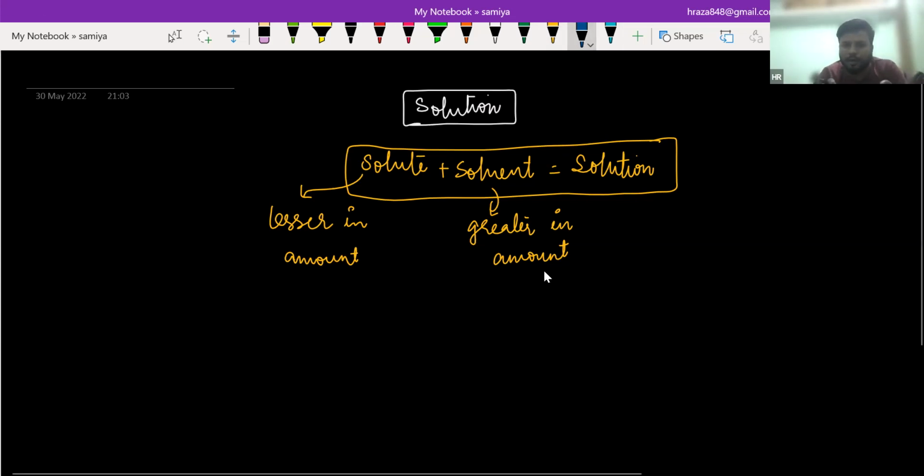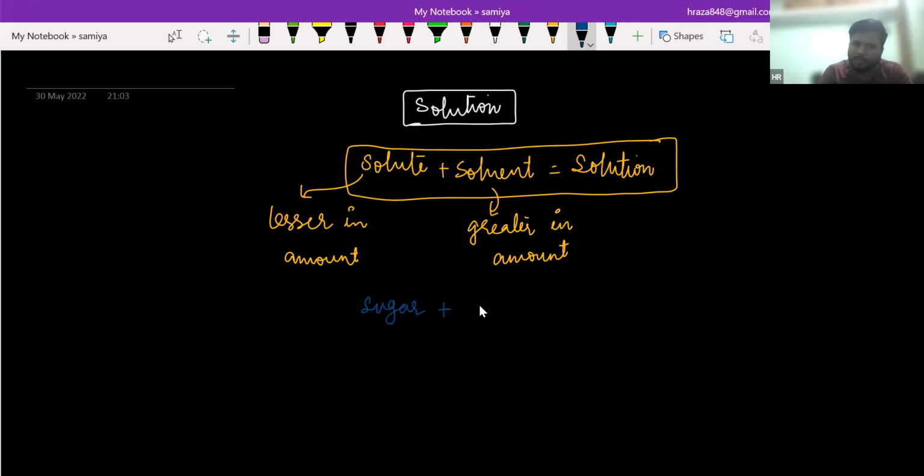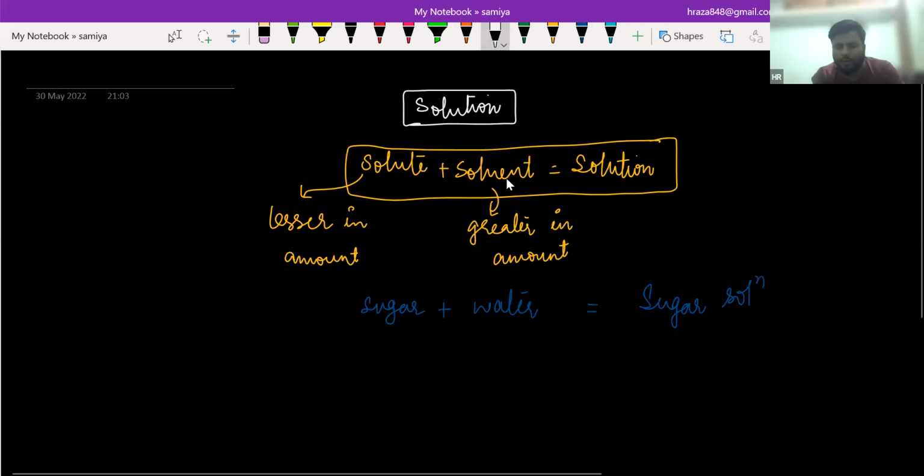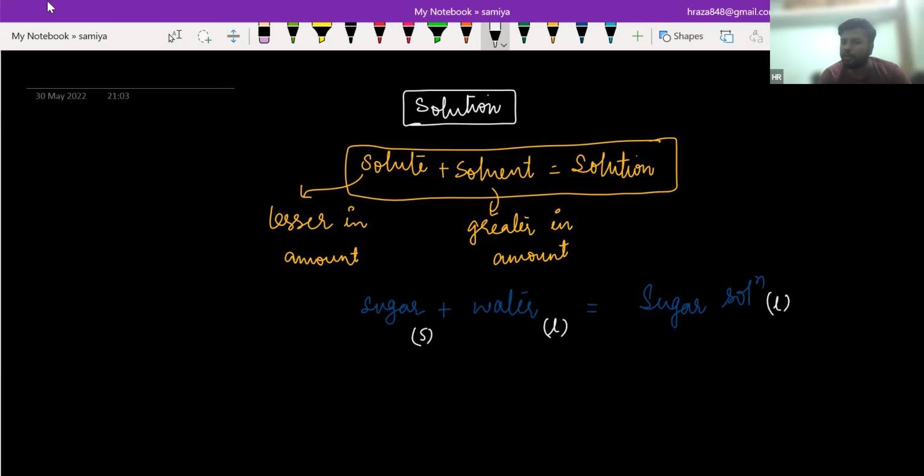Again, if the amount is not given, how do we recognize whether it is solute or solvent? For this, I'm going to take an example. Sugar plus water will give sugar solution. Yes or no? Yes. Now, if the amount is not given, we go with the physical state. Sugar is solid in physical state, and water is liquid, and sugar solution is also liquid.